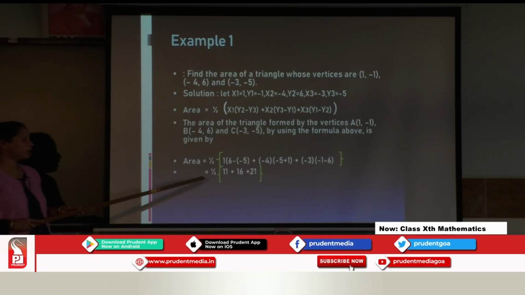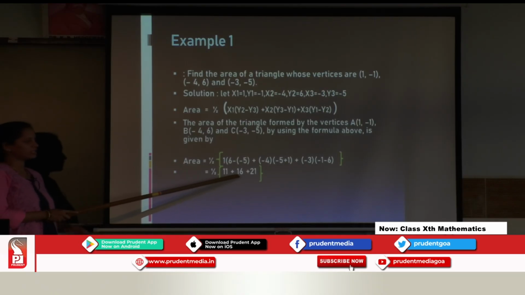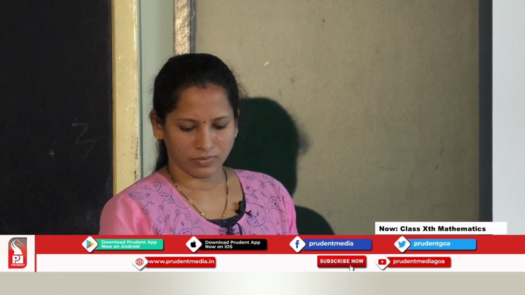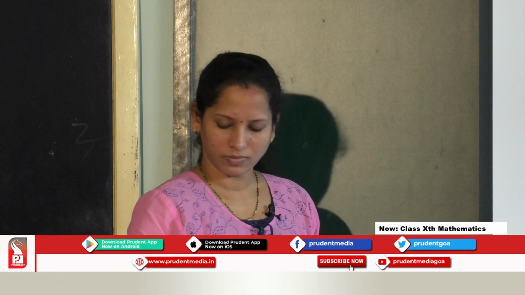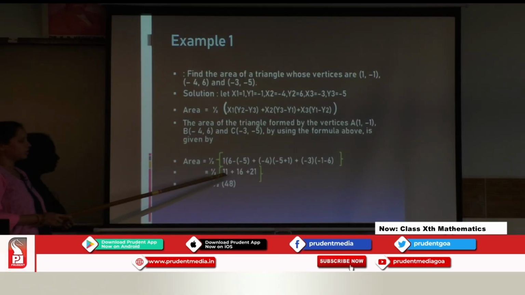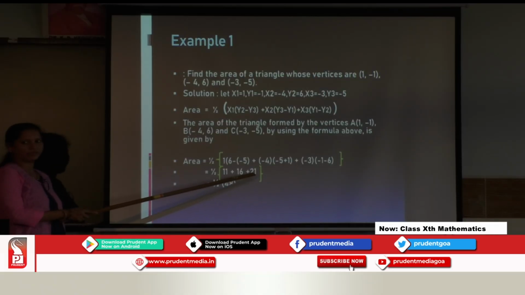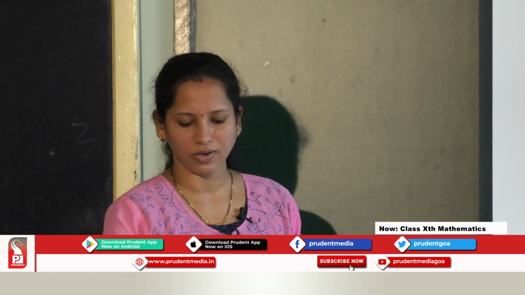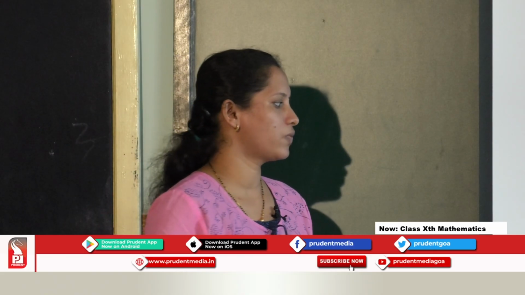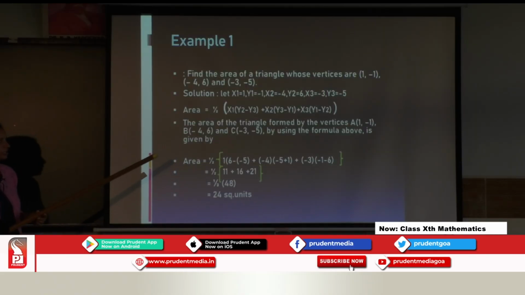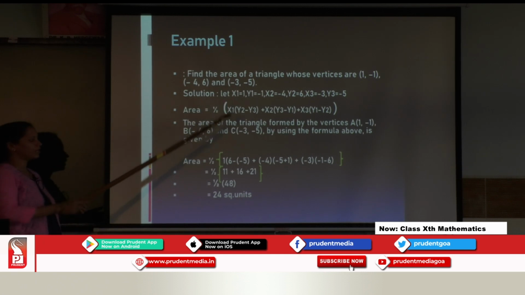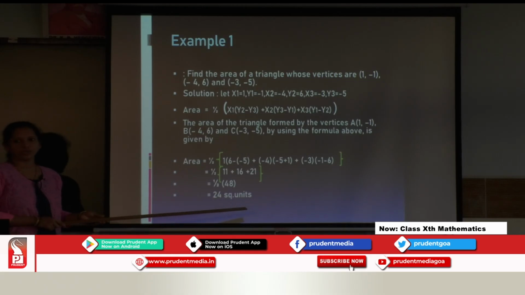So this is equal to half into (11 plus 16 plus 21). So 11 plus 16 plus 21 is equal to 48. So half into 48 is equal to 24 square units. Therefore, the area of the triangle whose vertices are (1, -1), (-4, 6) and (-3, 5) is equal to 24 square units.